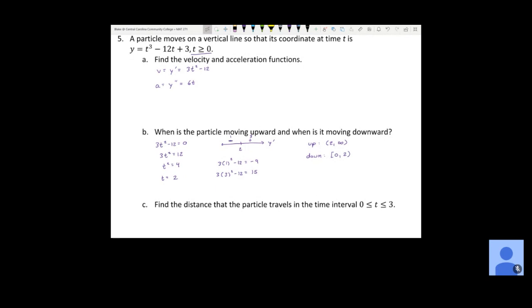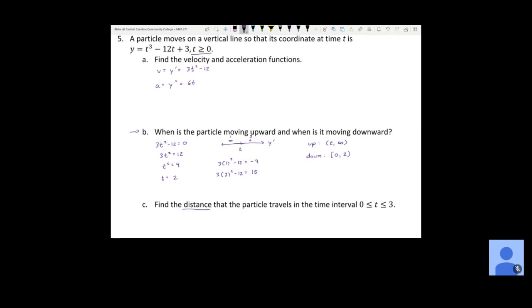The original represents the position of the particle, so we want to figure out where we started and where we end up. There's one little thing we have to be careful of here. Since we're looking for the total distance, we have to factor in that this thing might be changing direction. We know for sure that it does because we saw that in part B. So we know it changes direction when? 2 seconds. So at time t equals 2, it changes direction.